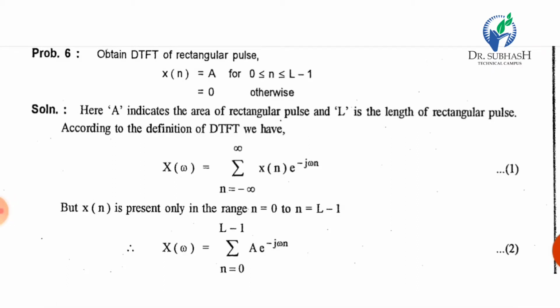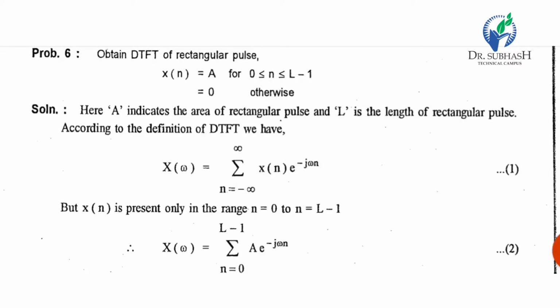So x of n equal to a for 0 less than or equal to n less than or equal to L minus 1. So its value is a, otherwise 0. Here a indicates the area of the rectangular pulse and L is the length of the rectangular pulse.